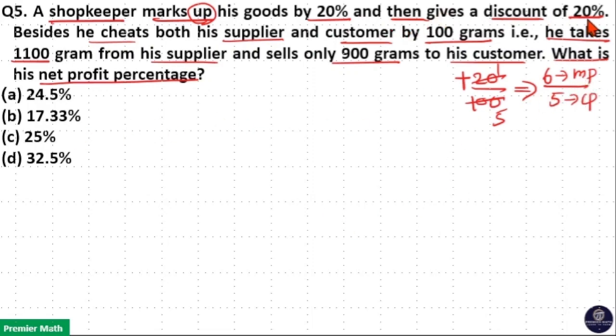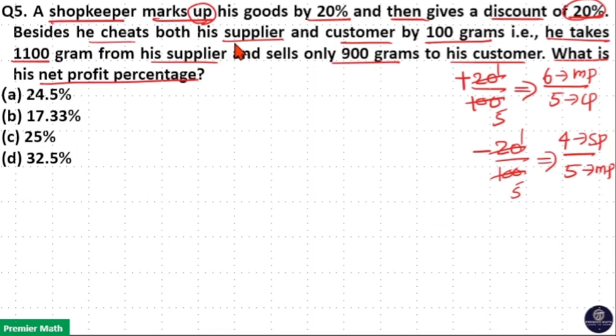Then gives a discount of 20% means he is giving this discount on this marked price, that is, discount on this price tag. So discount means minus. 20% means 20 by 100. So minus 1 by 5 means if 5 part is the marked price, that is 5 part is the price tag, then he is giving 1 part discount. So 5 minus 1, 4 part is the selling price.